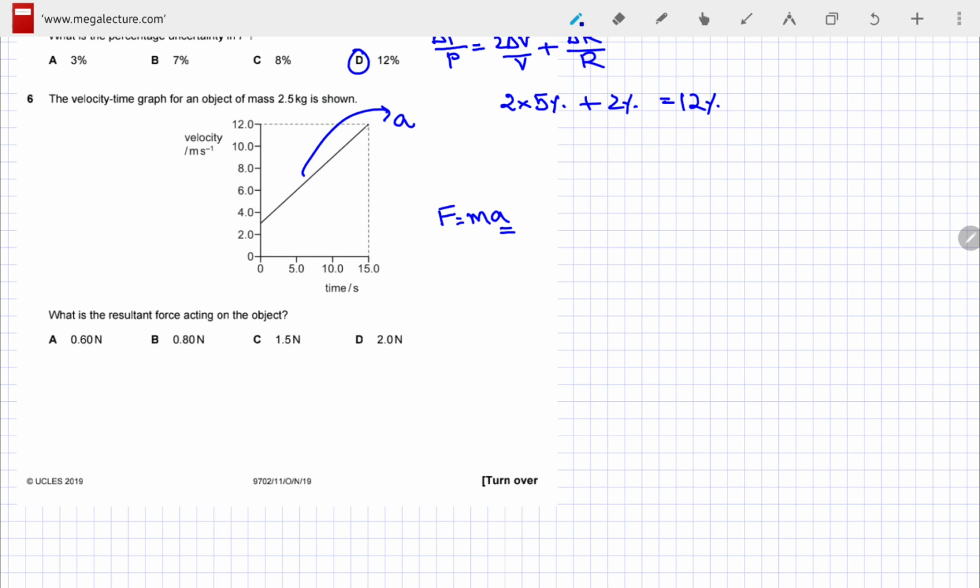Let's take 12, this one. So you have 12. Let's pick another point, this one, which is 3, divided by the time over here, 15, minus the time over here, 0. And you multiply this with the mass, 2.5, and when you put these numbers in your calculator, you get 1.5 newtons, right? So what is the correct option? It is C.